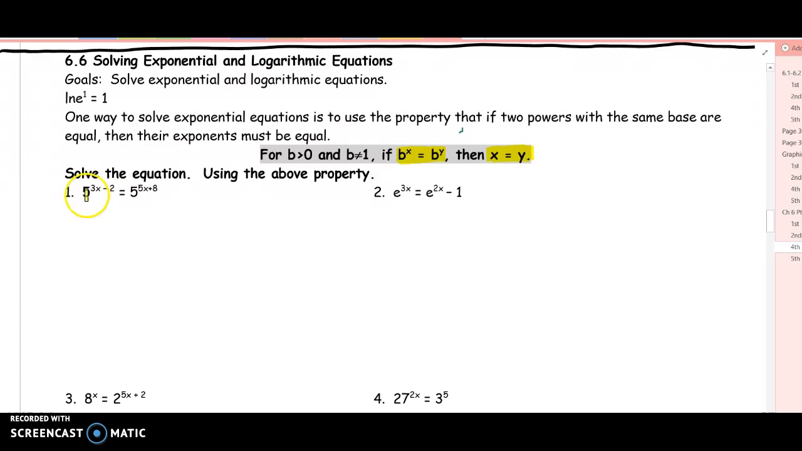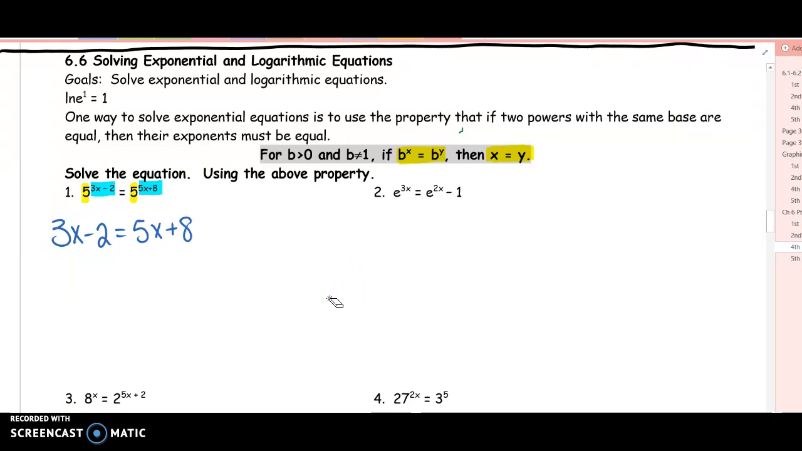So in number 1, 5 raised to the 3x minus 2 equals 5 raised to the 5x plus 8. Do you notice the 5's are the same on both sides? Because of the rules of an equal sign, if you've got 5's on both sides and both of those 5's have exponents, those exponents must be the same. So the exponent 3x minus 2 and the exponent 5x plus 8 must be equal. 3x minus 2 equals 5x plus 8.